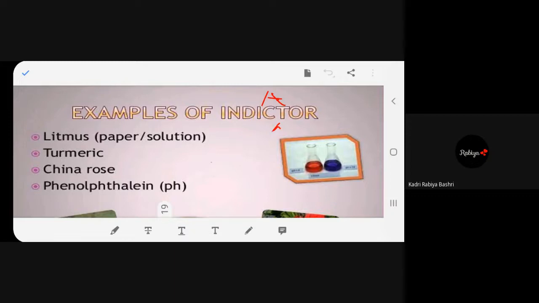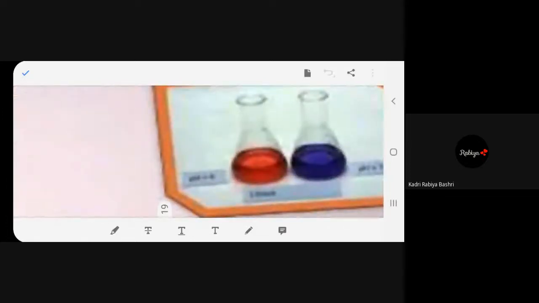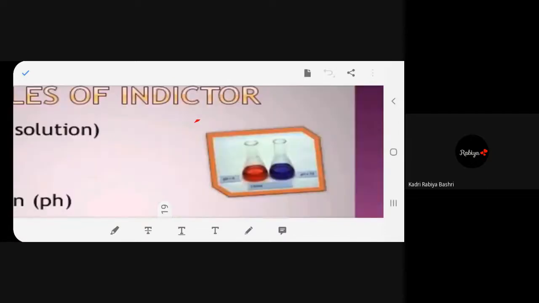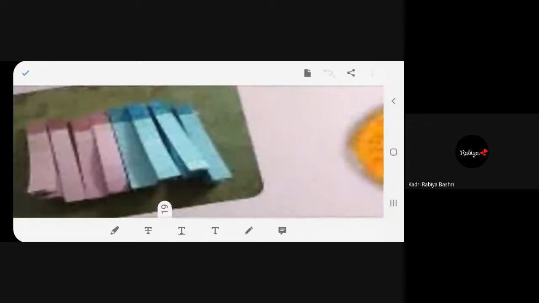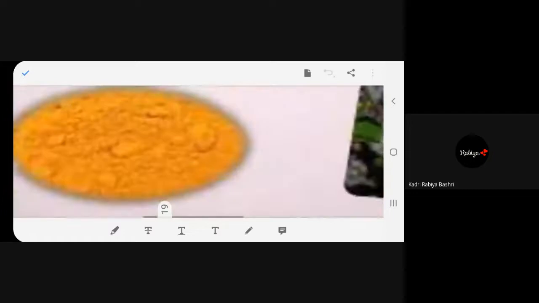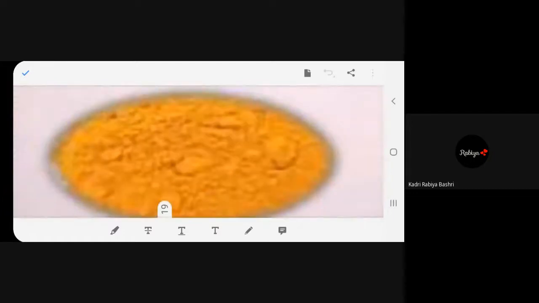See over here, this is litmus solution. What it is, beta? It is solution. And here you can see it is paper, litmus paper. Can you see this litmus paper? Yes. This is turmeric. Can you see this turmeric, beta?